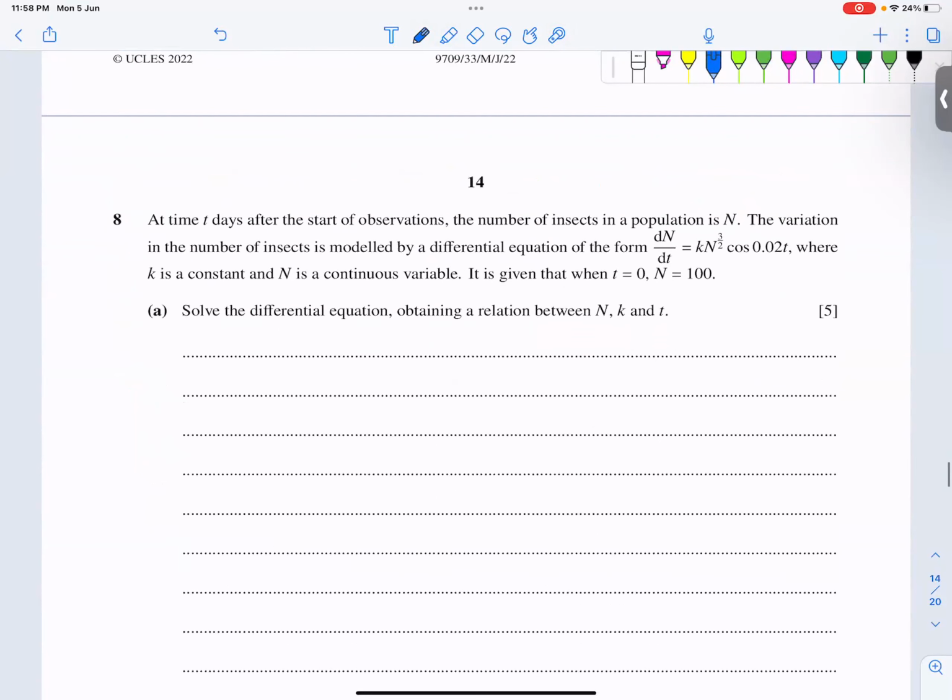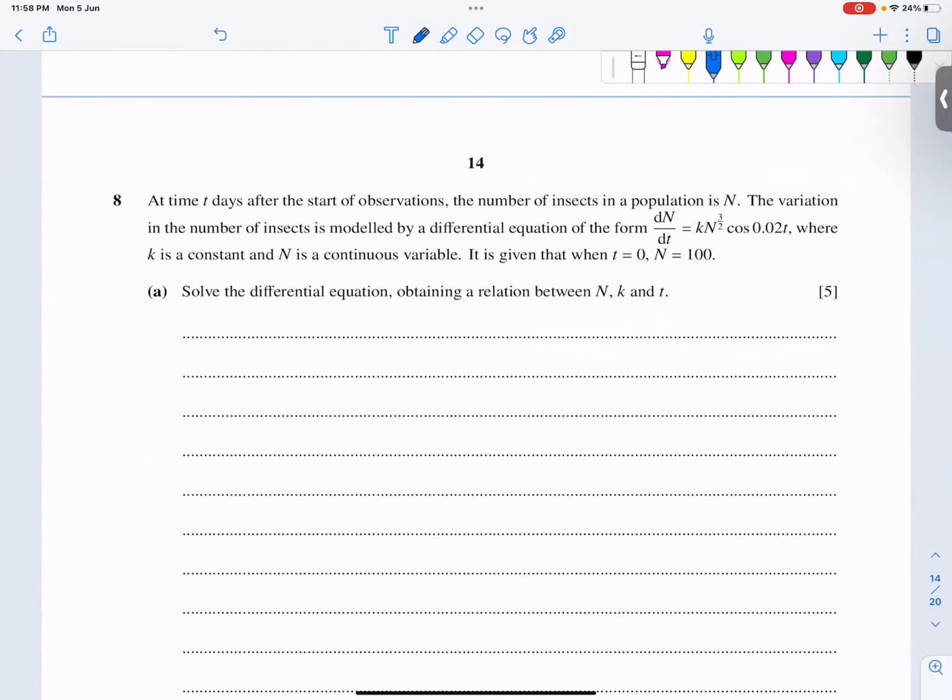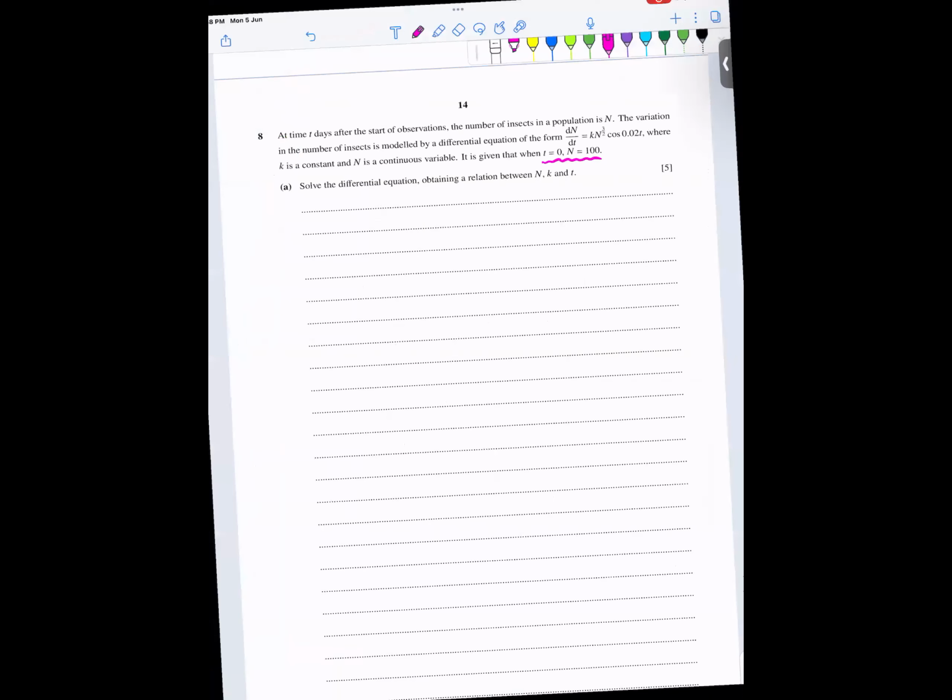Now moving to question 8. At time t days after the start of observation, the number of insects in a population is n. The variation in the number of insects is modeled by a differential equation of the form, where k is a constant and n is a continuous variable. It is given that when t is equal to 0, n is equal to 100. This is very important information. Solve the differential equation, obtaining a relation between n, k, and t.